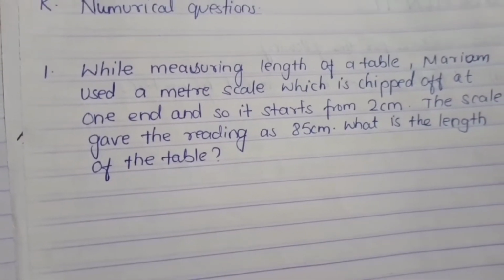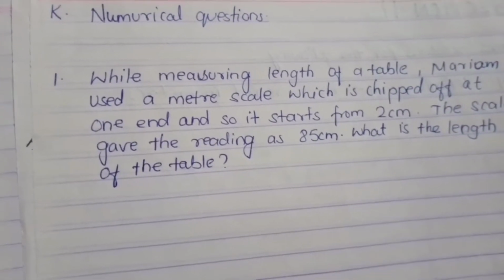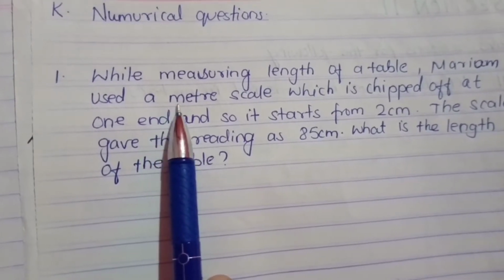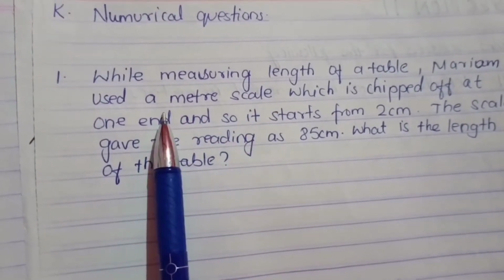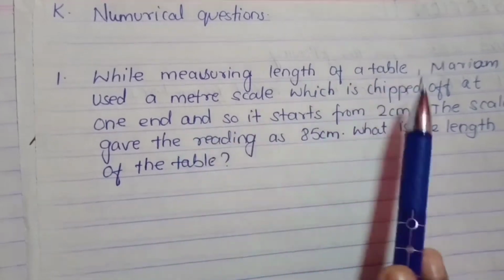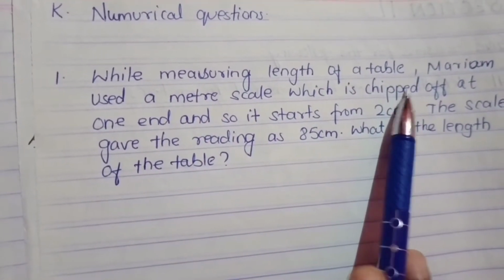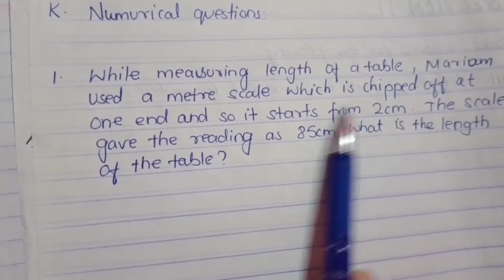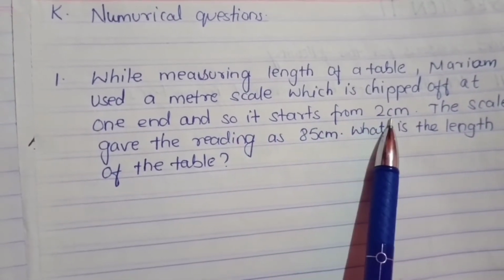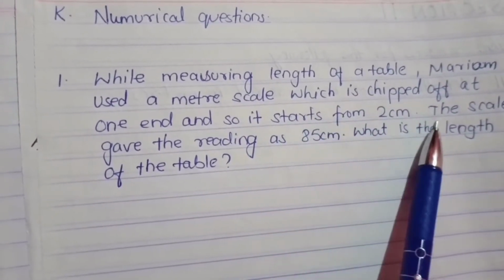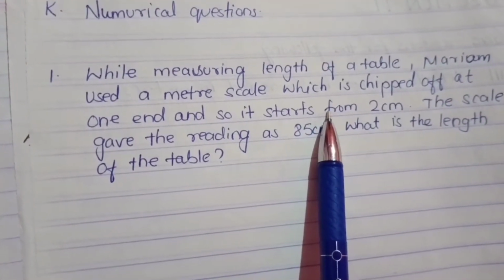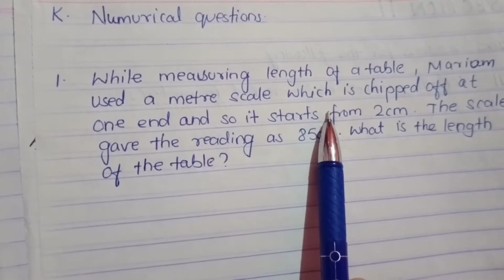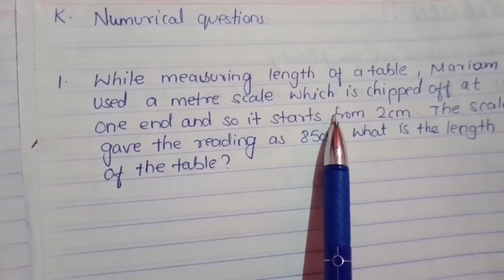Now here Mariam wants to measure the length of the table. Which scale did she use? She used a meter scale. Now this meter scale is chipped off. Chipped off means it is broken from one end. So she starts from 2 centimeter. The meter scale which she is using to measure the length of the table is broken at one end. That means 0 and 1 might not be there or might be invisible.